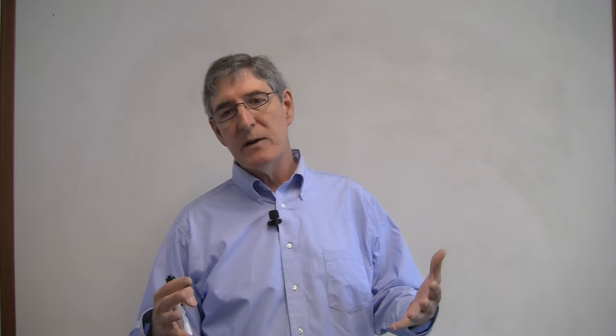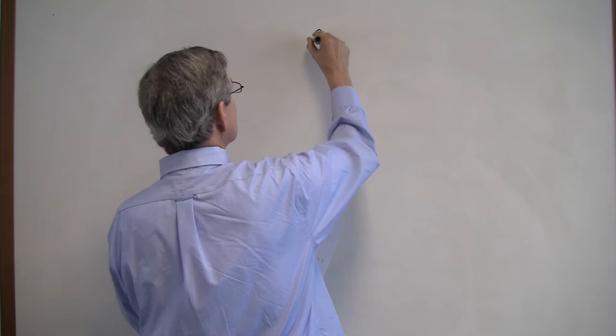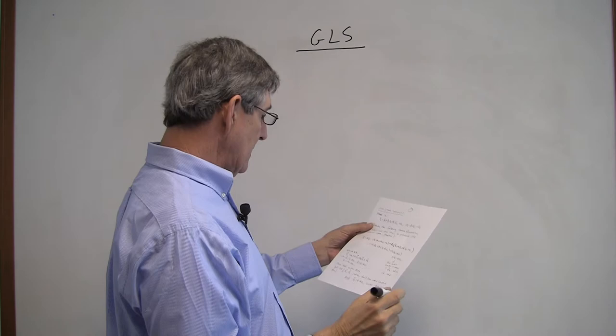So GLS is a way of transforming the model when you have some violation of the assumptions, so that the assumptions are satisfied again. So now we're going to do an autocorrelation example with these distributed lag models we've been working with.